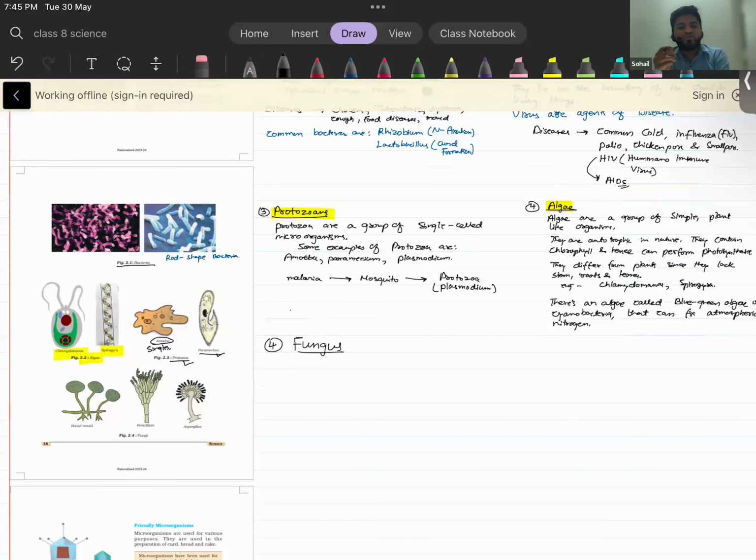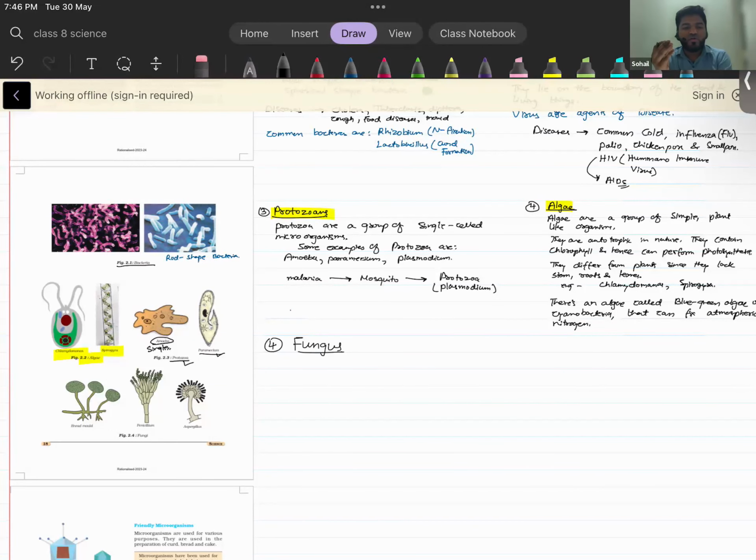basically a very large group of organisms and they do not have chlorophyll. Hence they are not able to perform photosynthesis. Normally, you will find them growing on dead and decaying organisms. They derive nutrition from dead and decaying organisms.